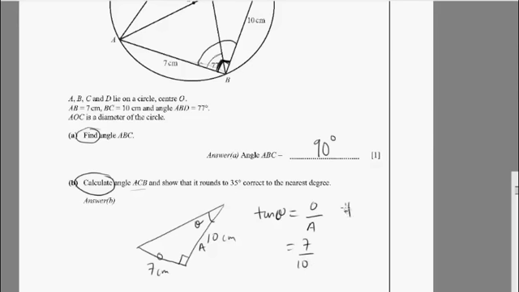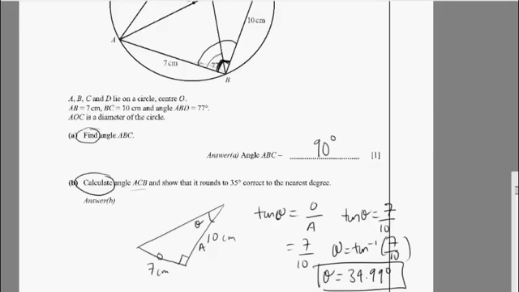which is then equal to tan theta. Theta is equal then to tan inverse of 7 over 10, and therefore theta is going to equal 34.99 degrees. See, that easy.